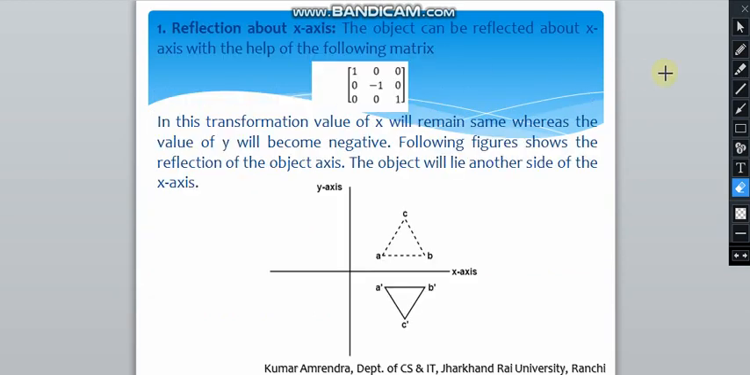So the first one is reflection about the x-axis. In this reflection about the x-axis, the role of the mirror is played by the x-axis, and the object will be reflected along the x-axis. The object can be reflected about the x-axis with the help of the following matrix. So this will be the matrix. As we know, below the x-axis the value of y is negative. So here, whatever the y value is, it is positive above the x-axis and negative below it.